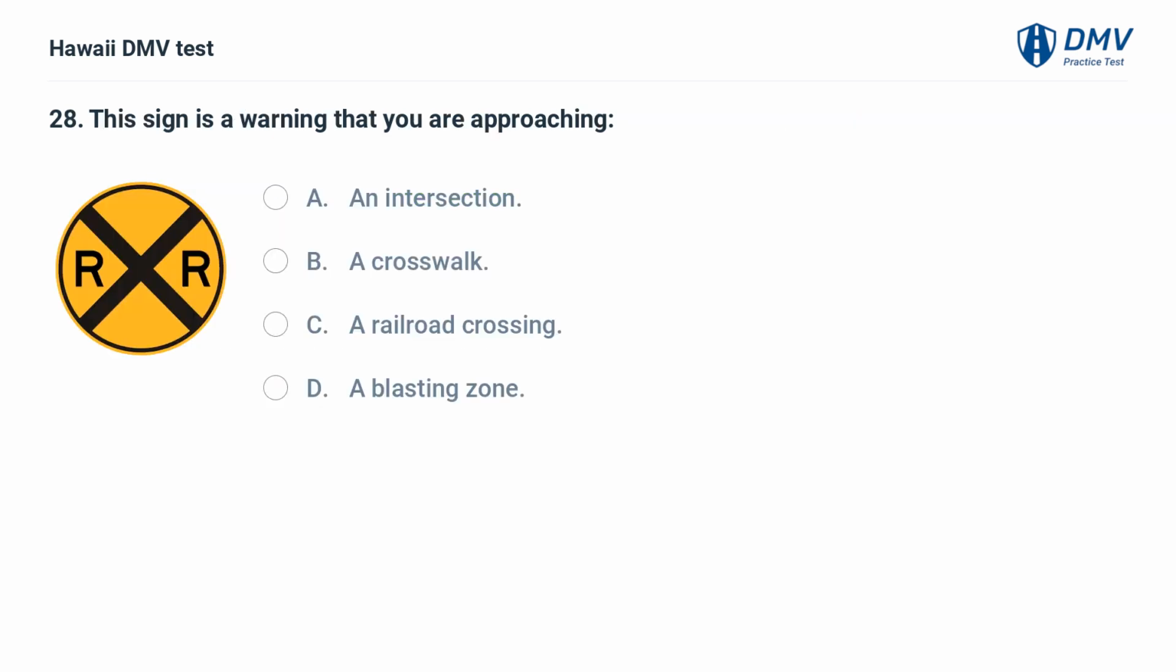This sign is a warning that you are approaching A. An intersection. B. A crosswalk. C. A railroad crossing. D. A blasting zone. The answer is C. A railroad crossing. This sign indicates that you are approaching a railroad crossing.